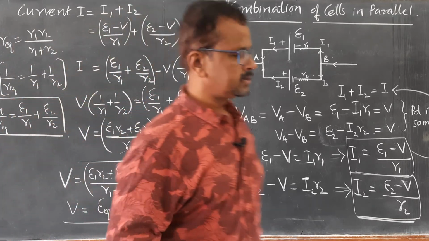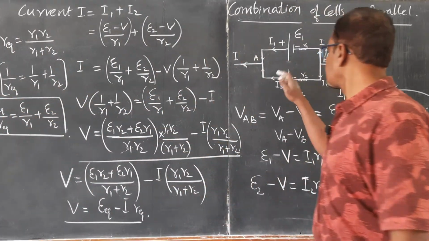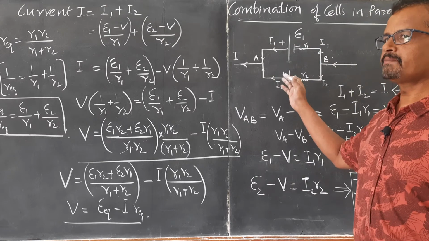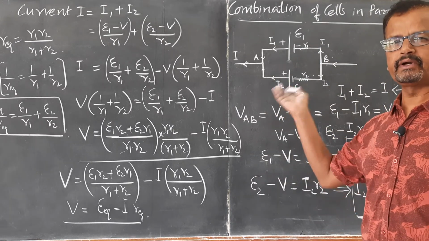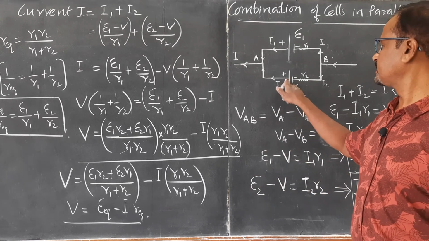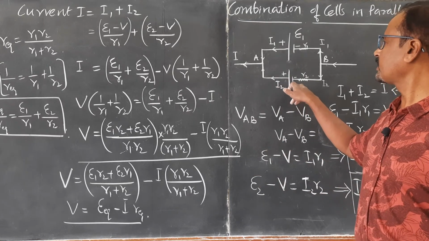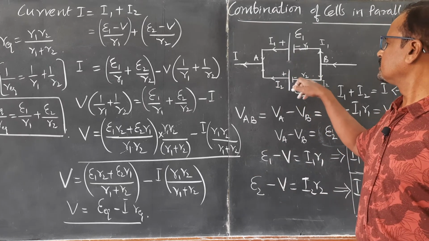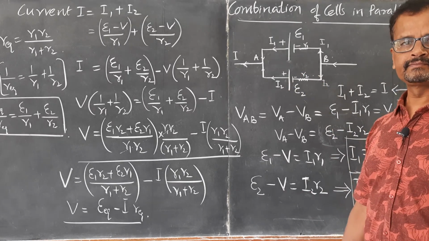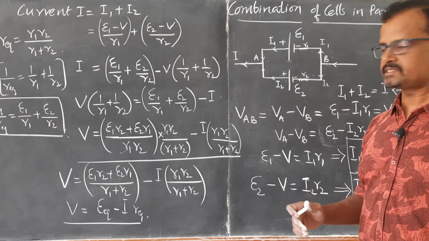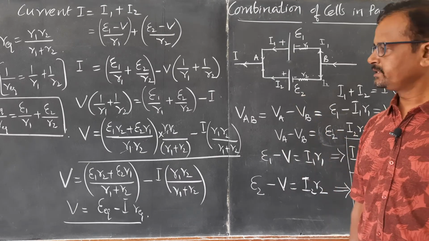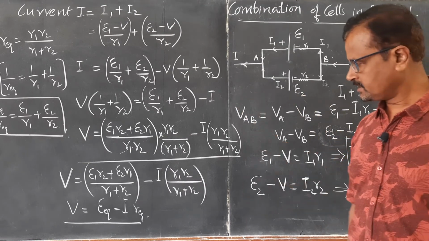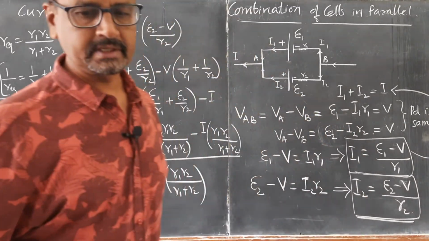Now remember, even if the terminals are interchanged, if the polarities are reversed, if this is made negative and this is made positive, then what happens? The reversal of the current takes place, and then EMF E2 will be taken as negative. In that case, what happens? You can see the equation.